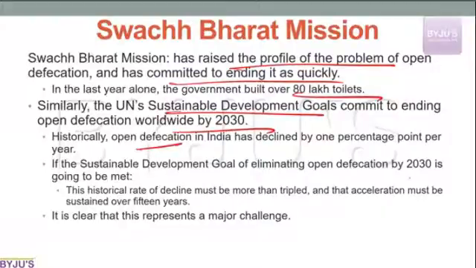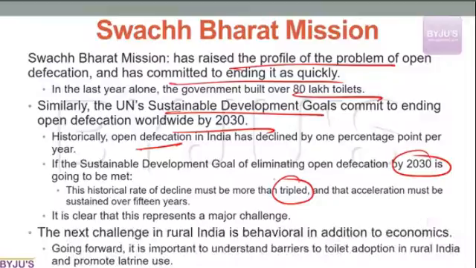Now India has been declining open defecation by 1 percentage point every year. If you want to meet the target of 2030, we have to triple our rate. So this is a major challenge. So we have to behaviorally change people. We have to educate people. We have to make them understand that it's not a problem that you have to clean it. The cleaning part need not be caste oriented, untouchability oriented anymore.